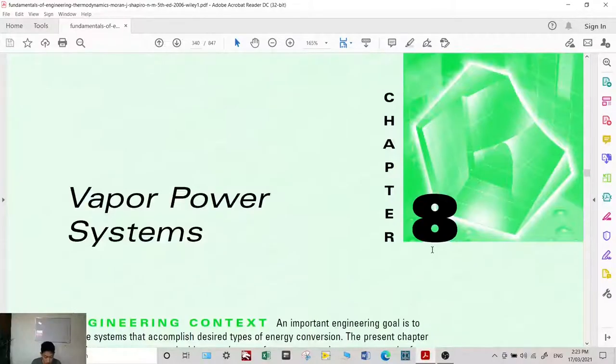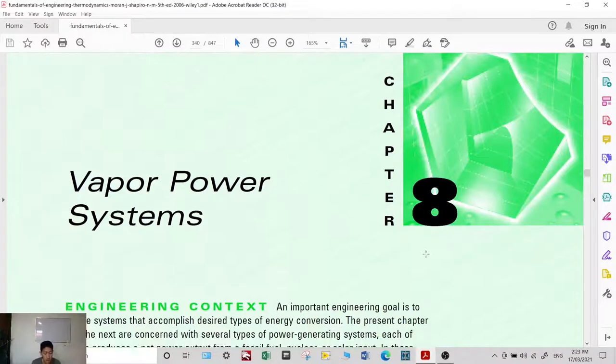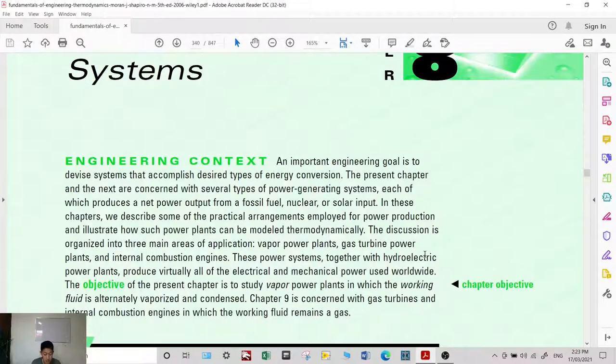This is chapter 8 and we will be discussing vapor power systems. Okay, so what is the objective in this chapter? Our objective is to study vapor power plants. So, unsa man mga vapor power plants? Example would be the coal-fired power plant, nuclear power plant, the solar power plant, okay.